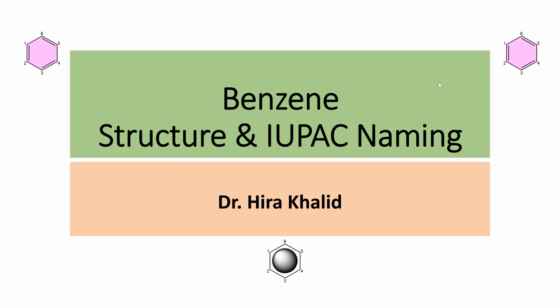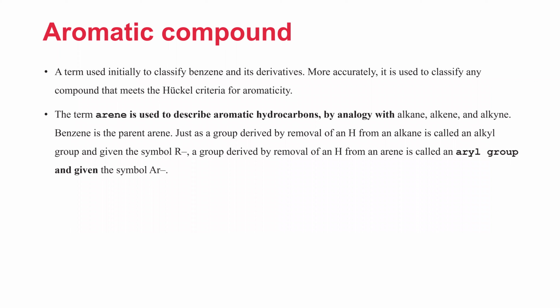Before discussing how to name the benzene ring or the aromatic compounds, we have to be clear about some terms which are commonly used, and technically used in a wrong way. The very first thing is that commonly, aromatic compounds are taken to be benzene and its derivatives. But more accurately, the term aromatic is not limited to the benzene ring only.